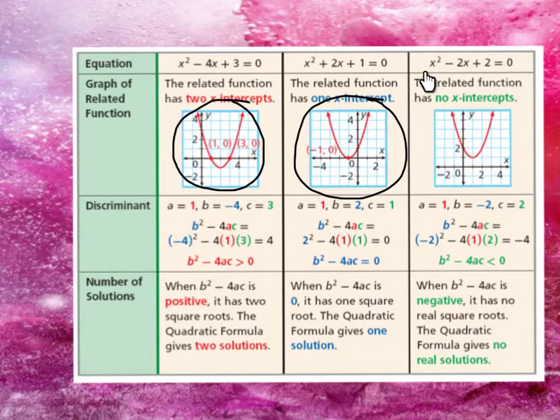Here is our quadratic function. And when it's graphed, notice that it never touches the x-axis, which means it has no x-intercepts or no solutions. So let's locate a, b, and c by looking at the function. We plug that into the discriminant, b squared minus 4ac. And when we solve it, we actually get a negative 4. So because the discriminant is negative, that means there are no real solutions.